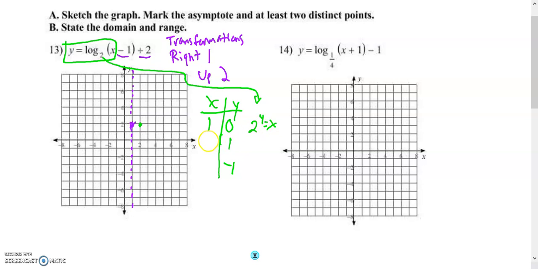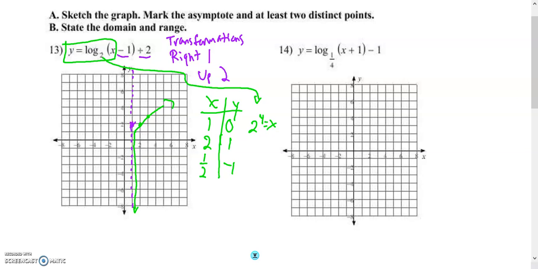Plug in 1 for y. 2 to the 1 is 2. So 2, 1. And then negative 1 for y would make 1/2. So there's negative 1 going down 1. And there's that. So now you can plot your points. Your graph hopefully will look a heck of a lot better than mine.